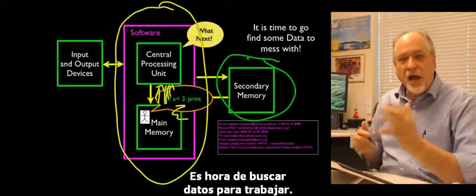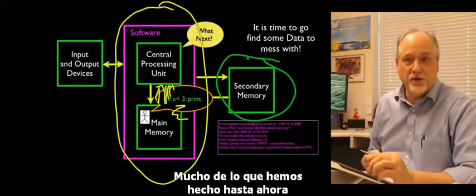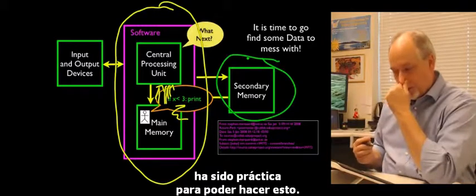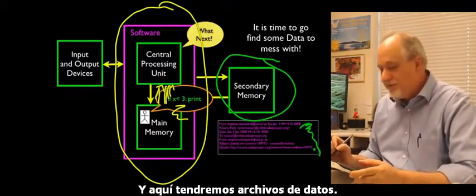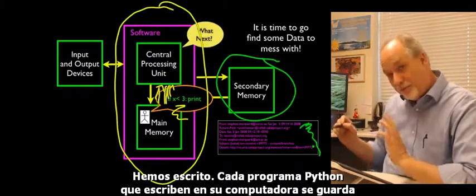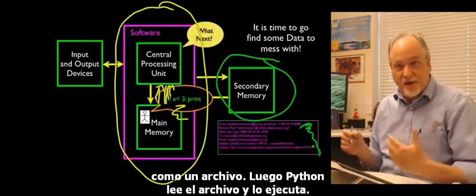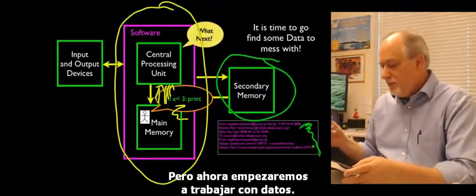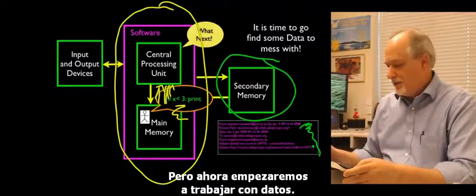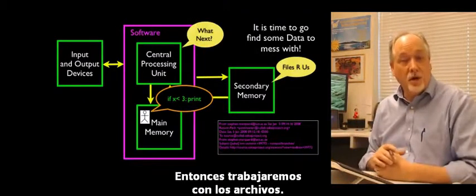So it's time to find some data to mess with. A lot of what we've been doing so far is just kind of the pre-work to get to the point where we can do this. And in here we're going to have data files. Now we've been making data files. Every Python program that you write on your computer gets saved as a file. Then Python reads the file and runs it. But now we're actually going to start messing with some data. And so files are where we're going to be working.